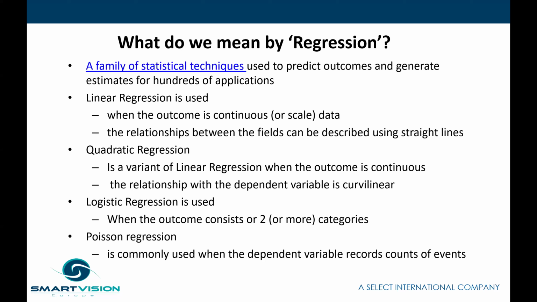Quadratic regression is a variant of linear regression. It's used again when the outcome is continuous, but the relationship to the dependent variable isn't a straight line. It's more of a curvy linear relationship that's known as a second order regression sometimes. Logistic regression is used when the outcome consists of two categories. That's called binomial logistic regression or binary logistic regression. Or when it has more than two categories, it's known as multinomial logistic regression.